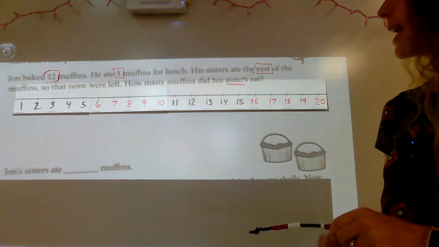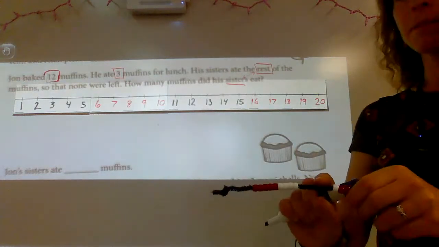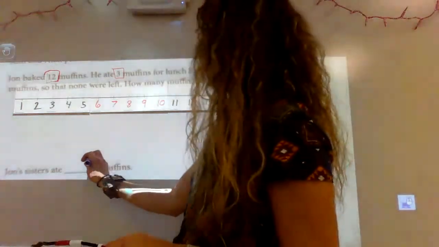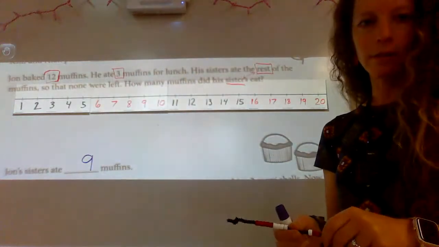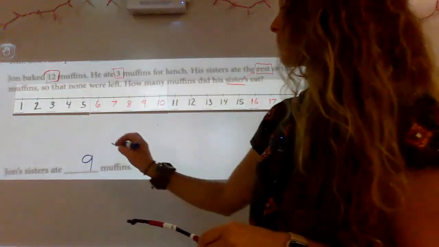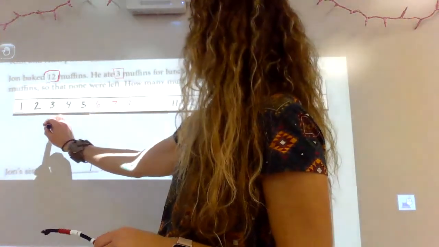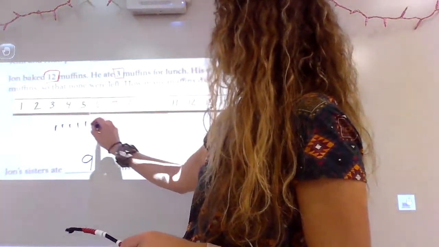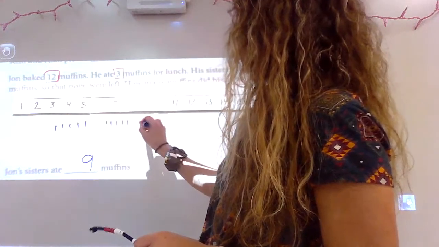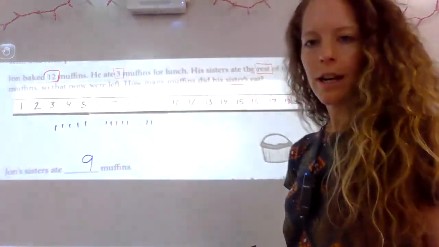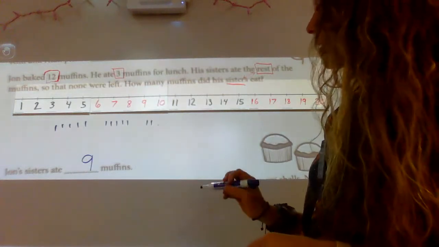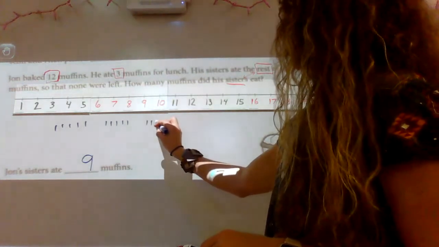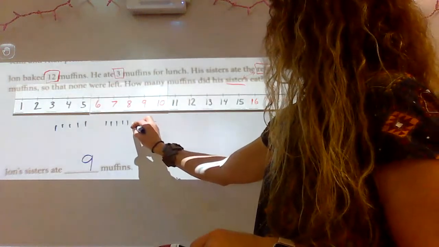John's sister ate how many muffins? 9. If we were to draw a picture of this in a different way, maybe I'll start with my 12 muffins. 1, 2, 3, 4, 5, 6, 7, 8, 9, 10, 11, 12. I draw a picture with slashes, and I cross off the 3 that he ate. 1, 2, 3.